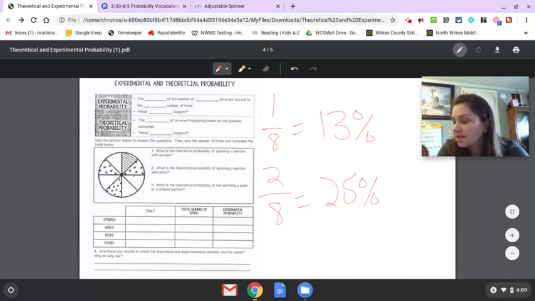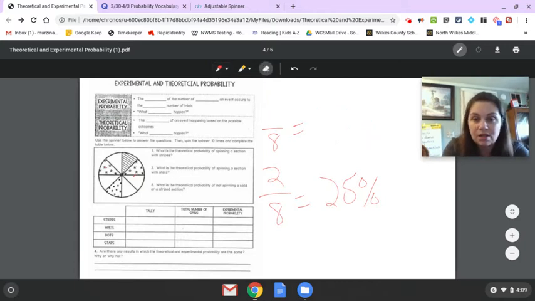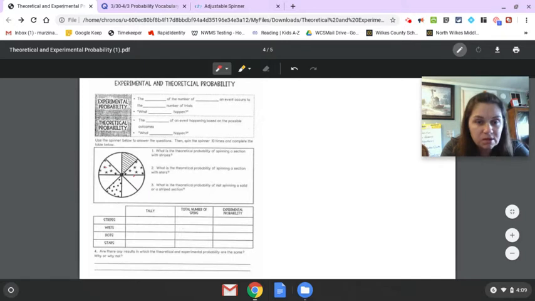Okay, then the last one says, what is the theoretical probability of not spinning a solid or striped? So we've got to figure out how many are not solids and which are not stripes. Well, there's 1 stripe and there's 4 solids. So there's 1, 2, 3, 4. There are 4 non-striped, non-solid spaces left after you take away the stripes and the solids.